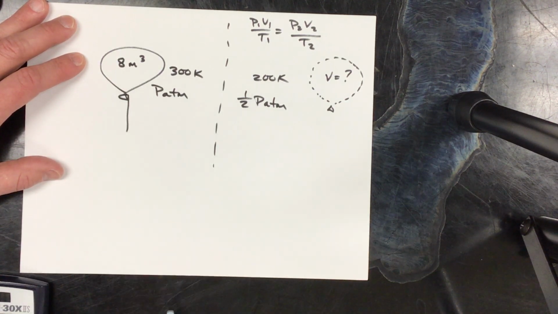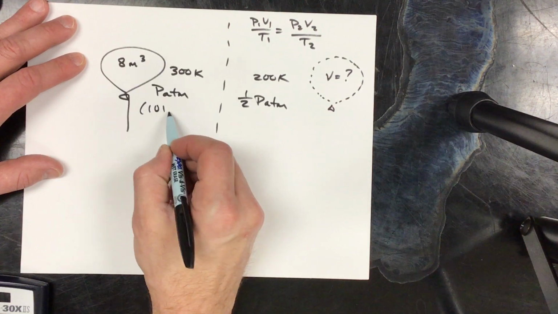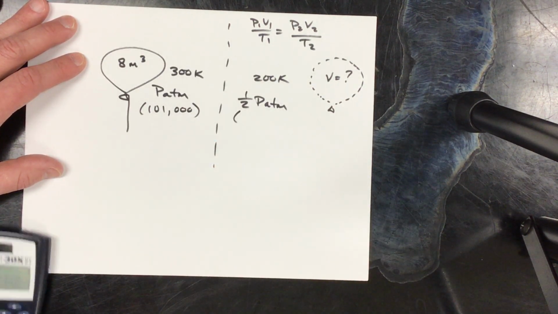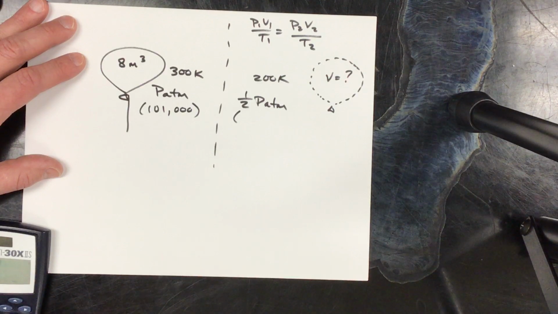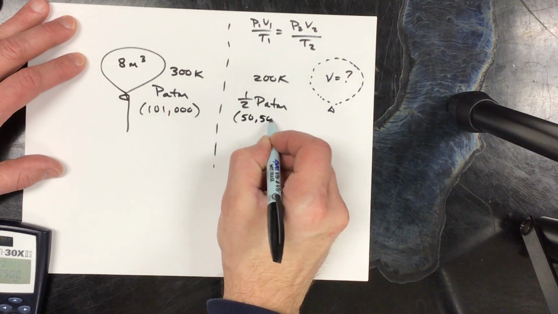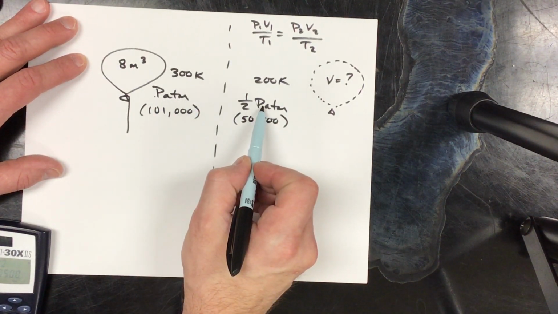We're not told what atmospheric pressure is. You could look it up. We could put a numerical value to it, 101,000. I think that's what your author uses. And so what's 101,000 divided by 2? I'm not trusting my mind here tonight. 50,500. So you could use those numbers, or you could just say this is P, and that's half of P, right?